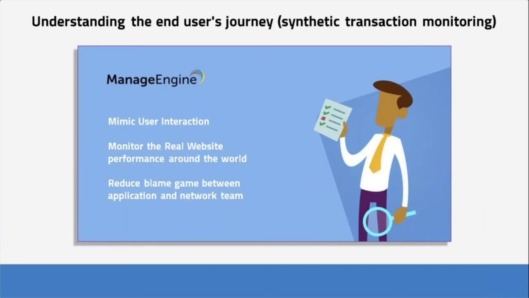It also ensures that the SLAs are met, which will improve the website's performance from multiple geographical locations. This real browser monitoring that we are going to see will mimic the user interaction every time a mouse click is performed. It will monitor your websites in real time and capture all the synthetic transactions that are being done. And most importantly, it reduces the blame game between the application team and the network team.